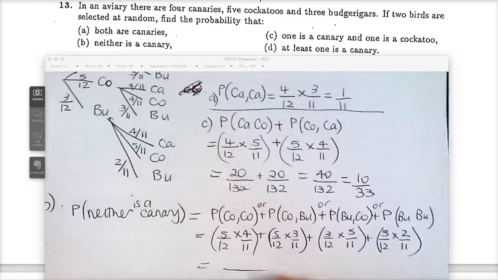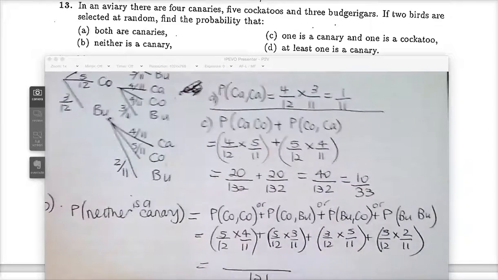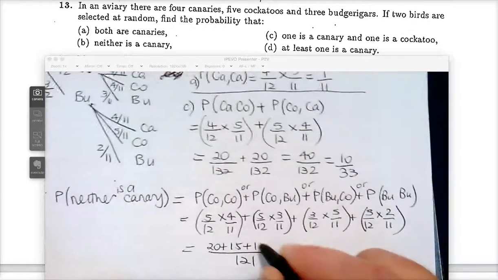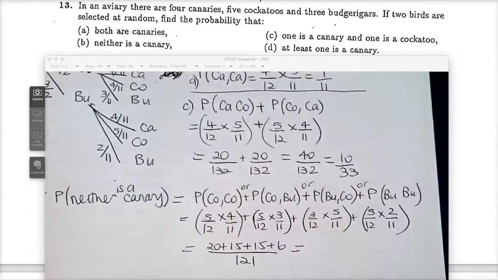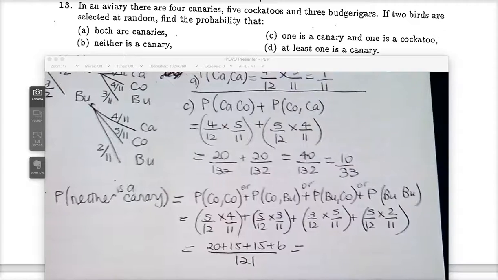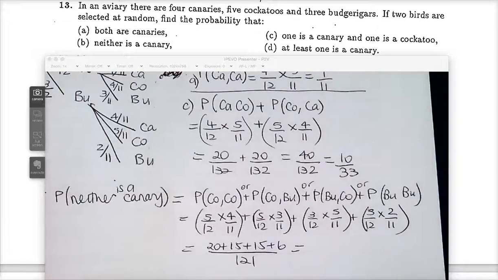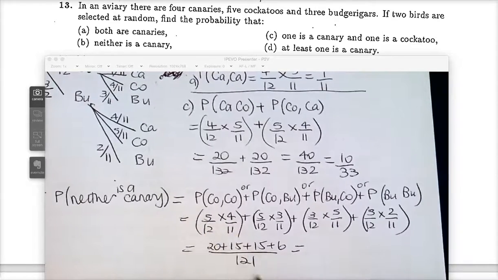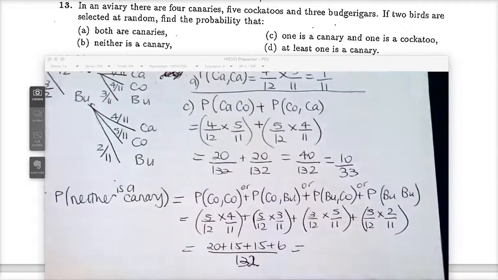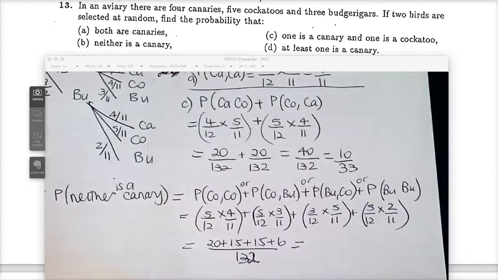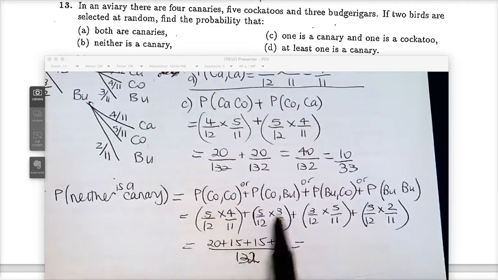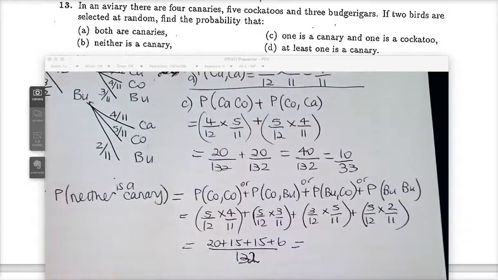So girls, the denominators are all 121. Just add your numerators. What do you got? 20 and 15 and 15 and 6. Girls, do not do it on your calculator. Do not even think about doing it on your calculator. You know why? Because by the time you enter it, you've lost about a minute. Girls, these are really easy numbers to do. 12 times 11, sorry, I've got that wrong, is 132. All right, check that one. But please, girls, denominators are the same. It's 20 plus 15 plus 15 plus 6.